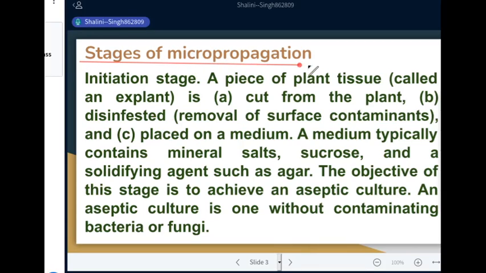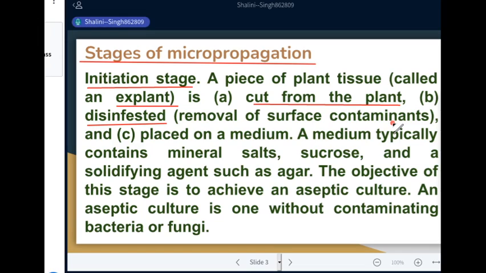Micropropagation has been divided into different stages. Stage number one is the initiation stage, also known as the establishment stage. In this stage, first of all, a piece of plant tissue, also known as an explant, is cut from the plant, and then it is disinfested. Disinfection is done to remove the surface contaminants which might be present on the surface of the explant.